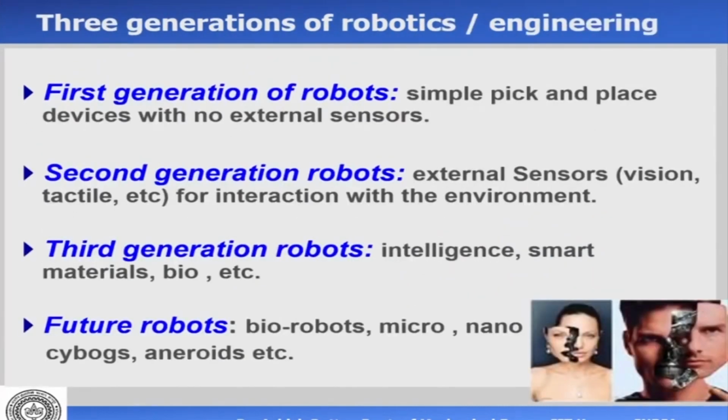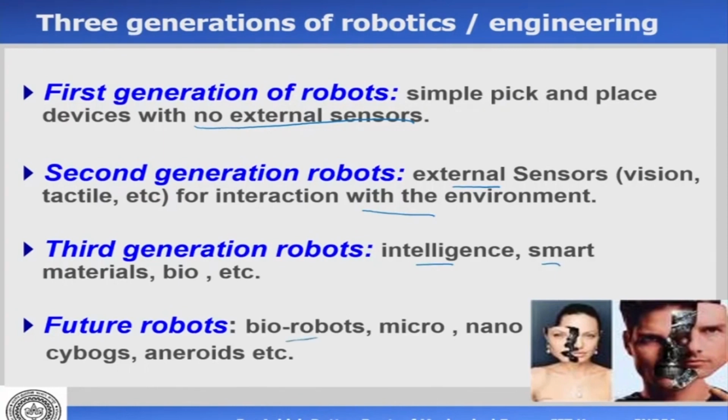Now, since the early 1950s, we have had three generations of robots, and this definition of generations basically depends on the amount of interaction the robot has with the environment. The first robots did not have any external sensors. They could not interact with the environment, and they were very simple pick and place kind of devices. The second generation had external sensors like vision and tactile for interaction with the environment. And the third generation are what we call intelligent robots. They can have some kind of thinking or decision making capability. They can be made up of smart materials, biocompatible materials, etc.